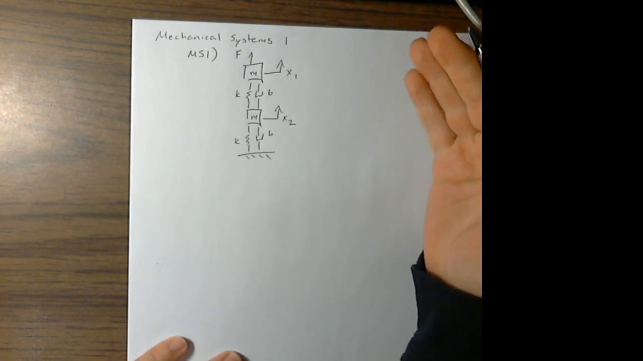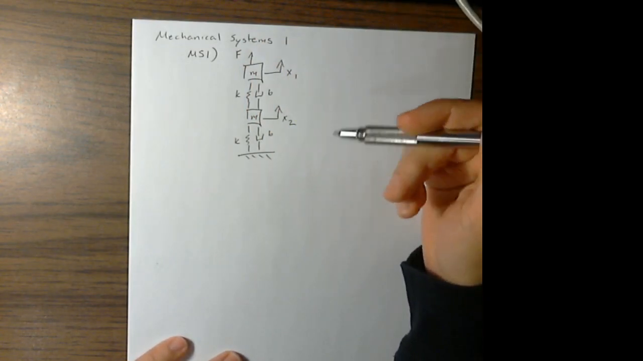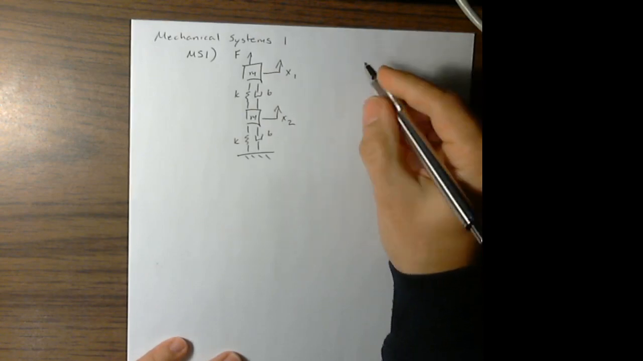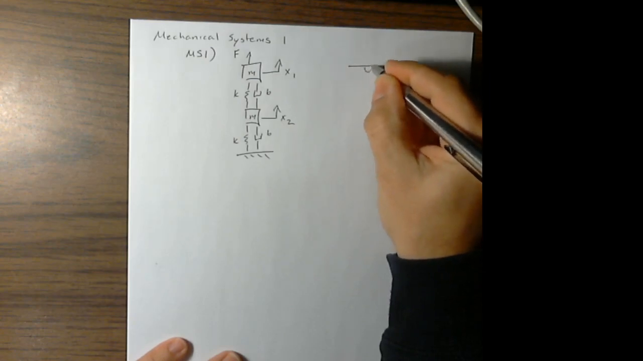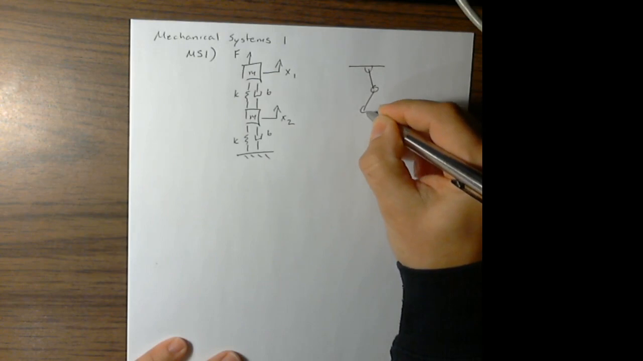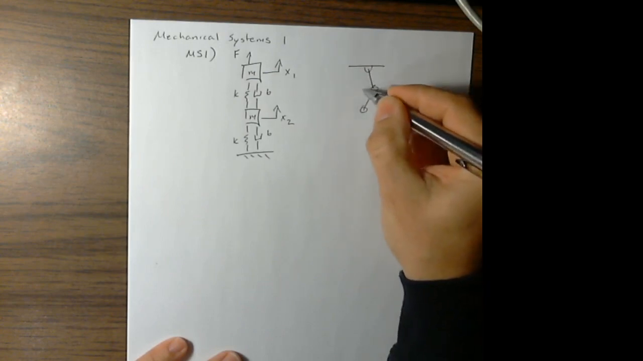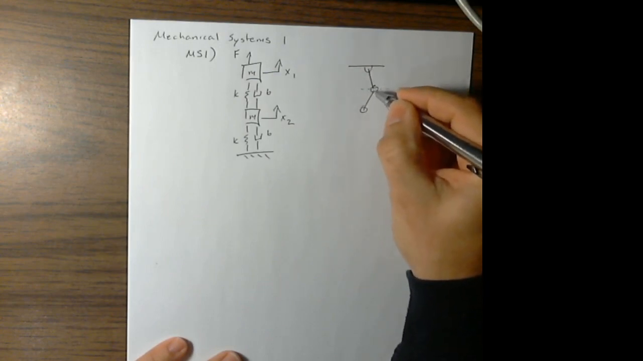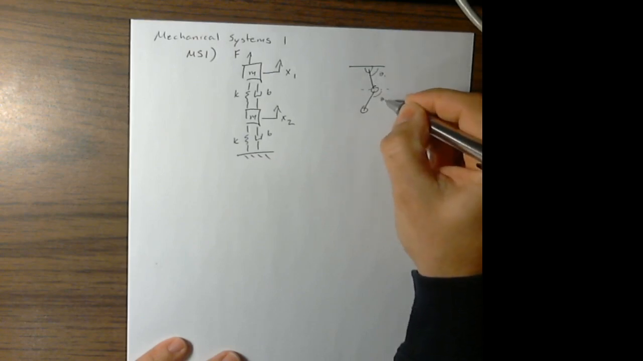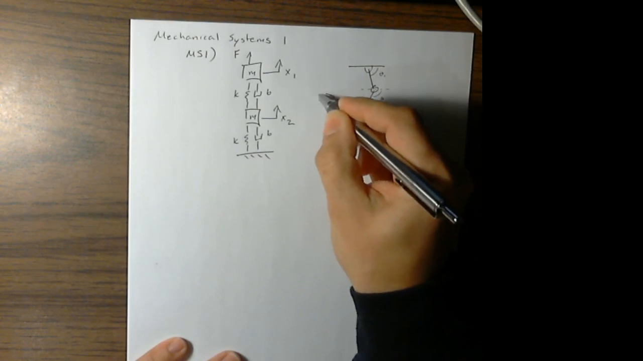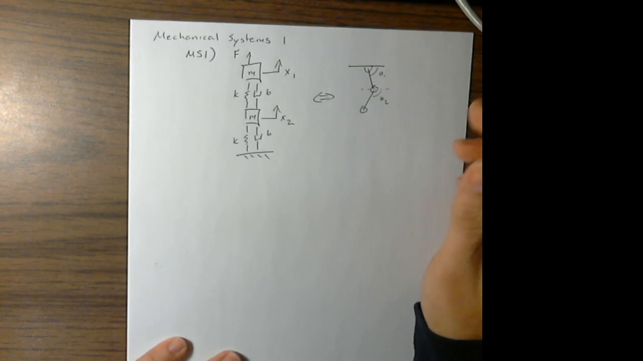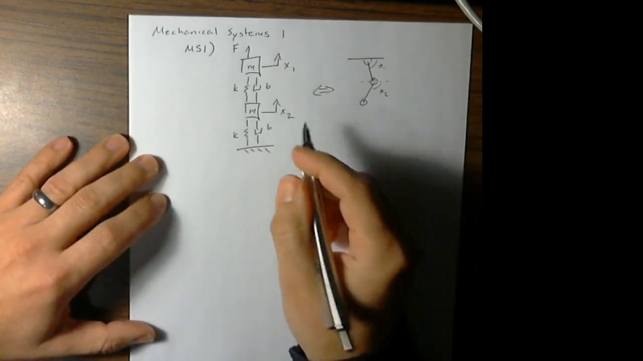This is actually a real system. You can easily make something that works very much like this if you just connect two pendulums together. So something that looks like this. It's not obvious, but if you measure these angles, these two systems actually act very similarly. Instead of displacements, you've got angles. All right, so let's start to analyze it.